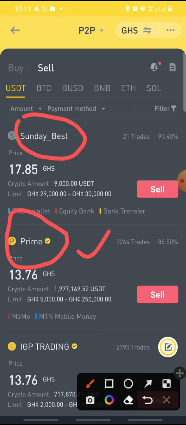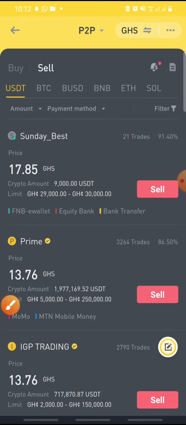So over here, Binance is the one mediating the transaction between me and any of you guys listening to me right now. So I can send my money to you, and then I send my US dollars to you, and then you send me your Ghana cedis. So Binance is a mediator between the two of us. All right. Now, when you look at Sunday Best, he doesn't have that yellow label. So is it good for us to do trading with him? Yeah, we can do trading with him, but when anything goes wrong, Binance will not take responsibility. All right. So now that is it.